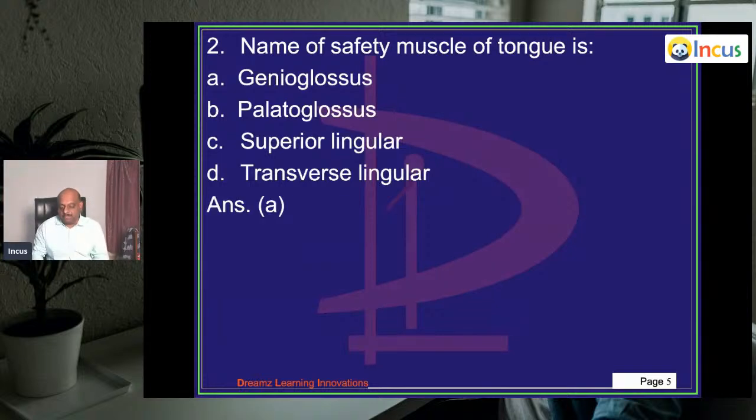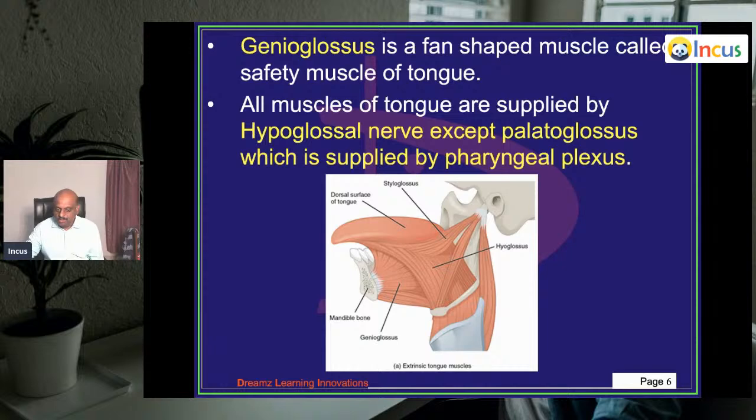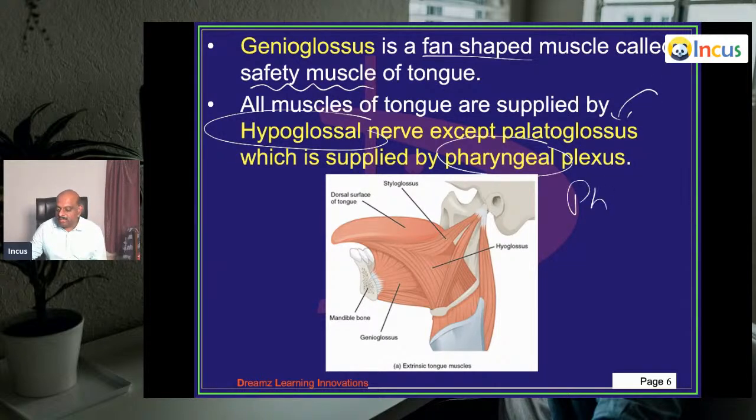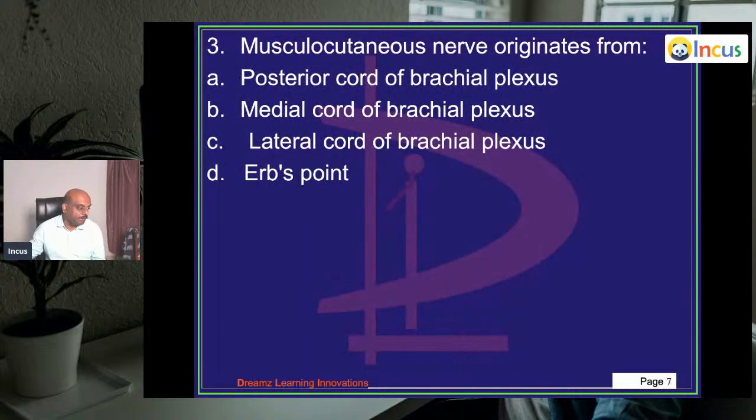What is the safety muscle of the tongue? Genioglossus. Genioglossus is a fan-shaped muscle and is called the safety muscle of the tongue. And all the muscles are supplied by the hypoglossal nerve except one muscle. What is that muscle, doc? Palatoglossus, which is supplied by the pharyngeal plexus, is what you need to remember.